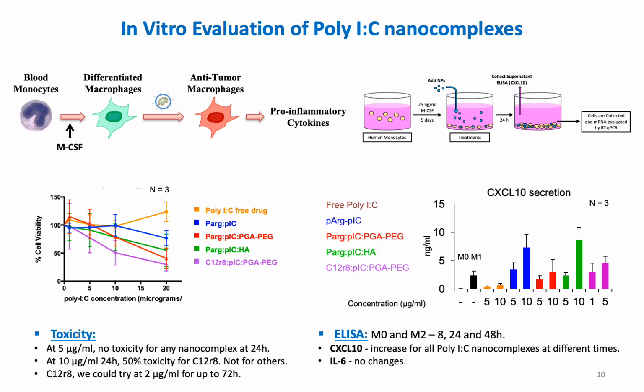Then, using a similar setting, we evaluate the secretion of cytokines by macrophages treated with the nanoparticles. Here we present the results for CXCL10, which is a cytokine secreted by the macrophages to attract T cells to the tumor to fight against cancer cells. Here we observe in the results a higher secretion of CXCL10 by the macrophages treated with the nanocomplexes versus the macrophages treated with free poly-IC.